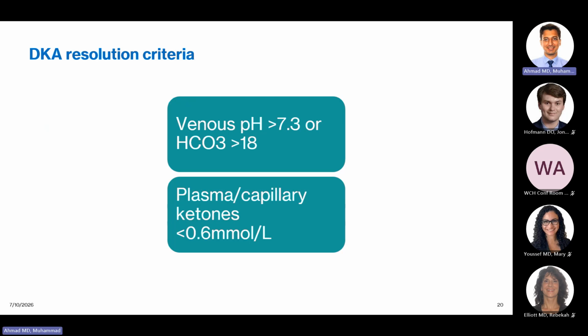And now you saw that DKA is resolved. What should be the next step? Because that patient was on an insulin drip, right? What do we need to do now? Transition. Good. So how do we do the transition? Does anybody know?